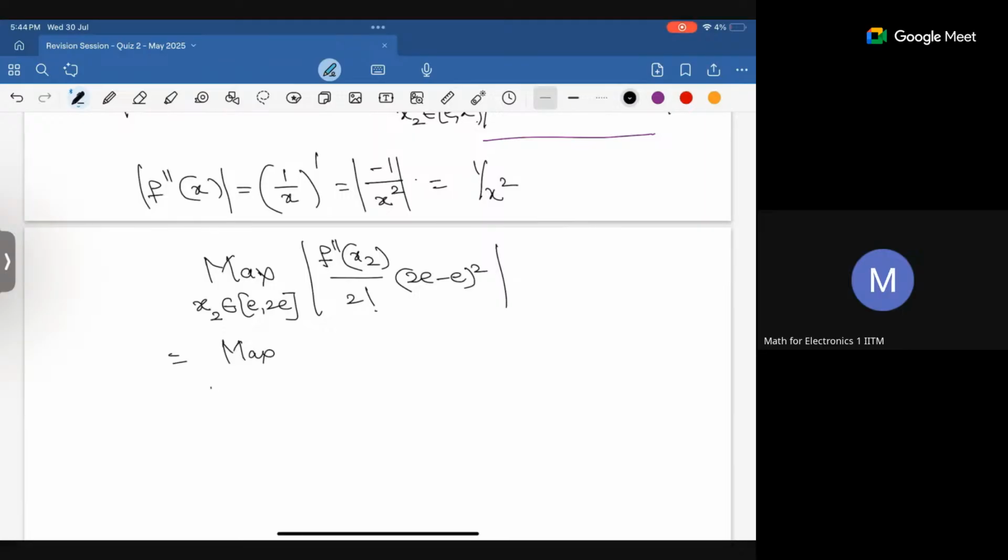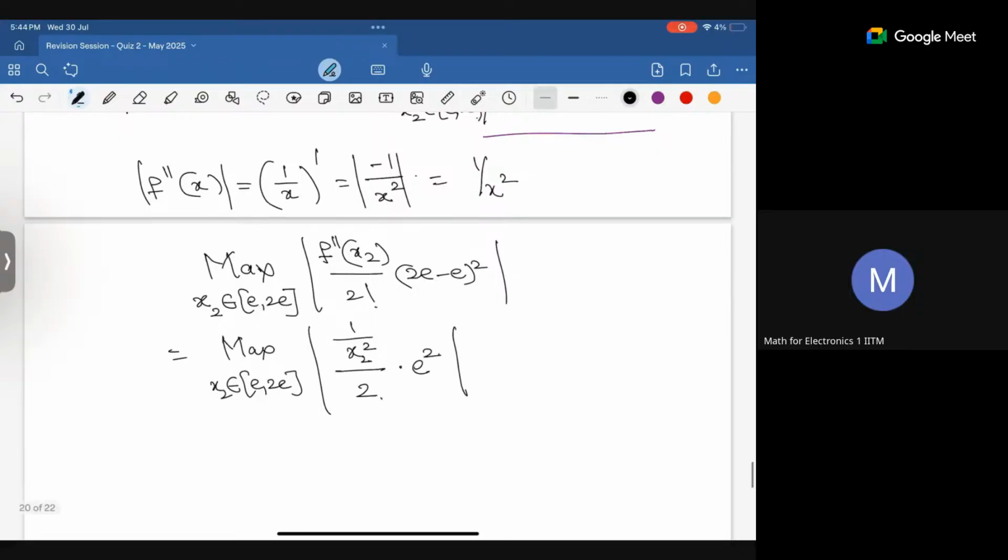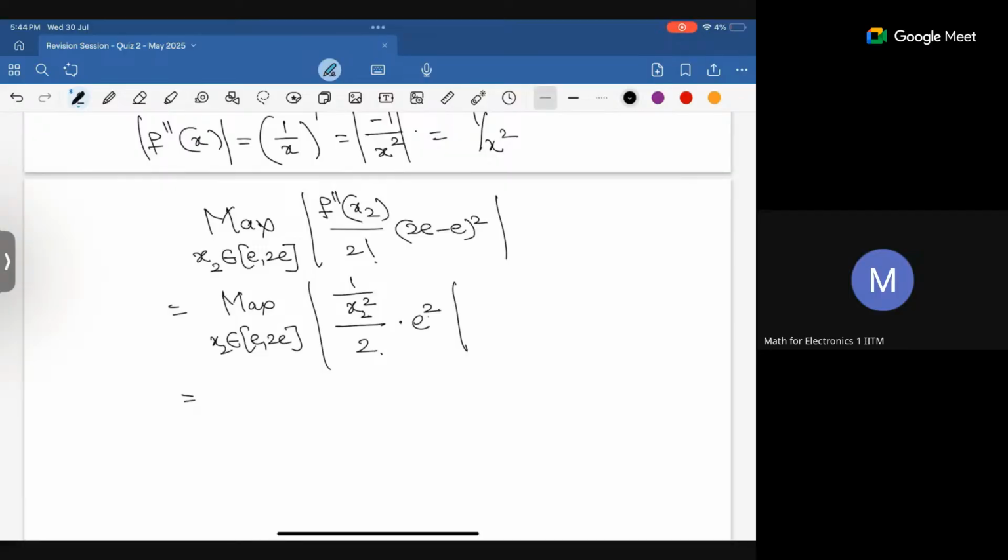For this I will substitute what all I know. So f double prime of x2 is 1 by x2 square divided by 2 factorial. 2 factorial is 2 into 2e minus e, which is e square. Right, so I can pull out this e square by 2, everything out because they are all independent of x2. So I'll have e square by 2 into the maximum possible value in the interval e to 2e for the expression 1 by x2 square.